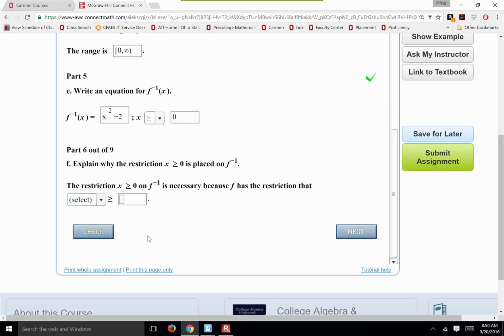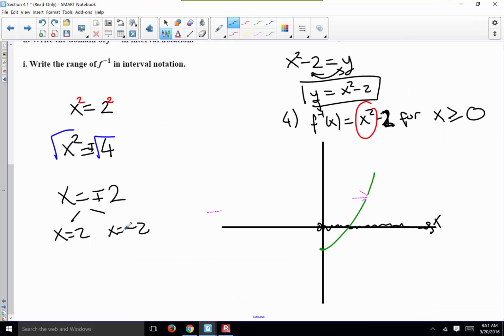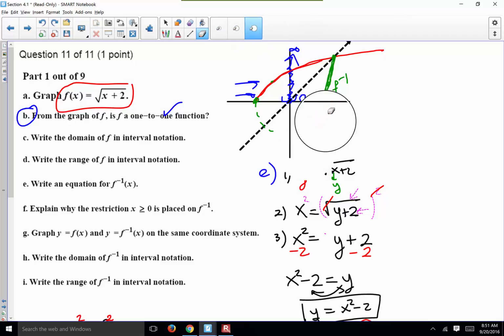Alright, next. Explain why the restriction is placed on F inverse. I kind of explained it. The restriction x greater than 0 on F inverse is necessary because of F. Look, what is F? Our original F, this red graph. What kind of y values do you see there?